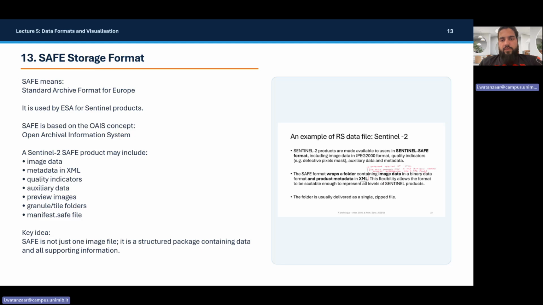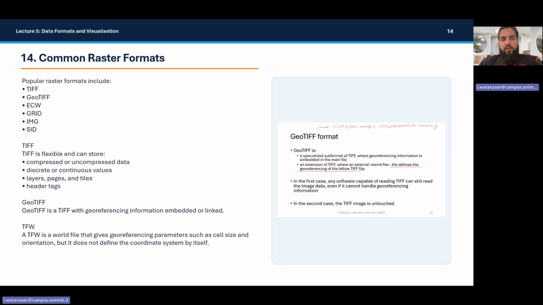We discussed the SAFE storage format. We were discussing some of the raster formats. So we discussed the TIFF format, and we discussed GeoTIFF. The GeoTIFF is exactly the same as the TIFF, but the important thing is that it embeds the georeferencing information for the end user.